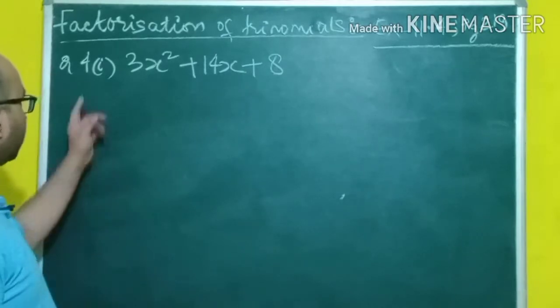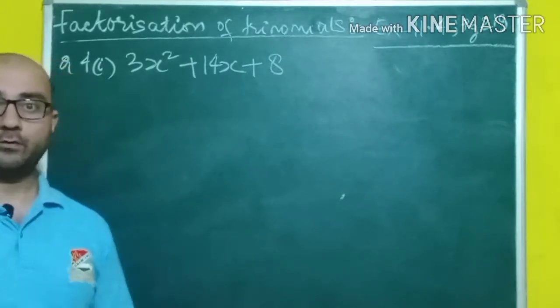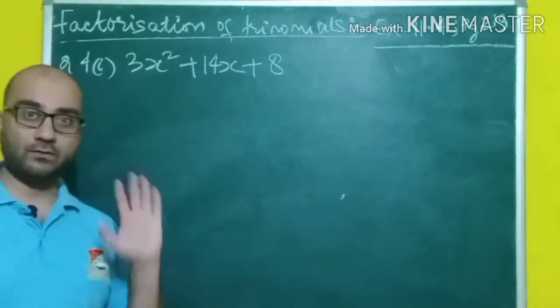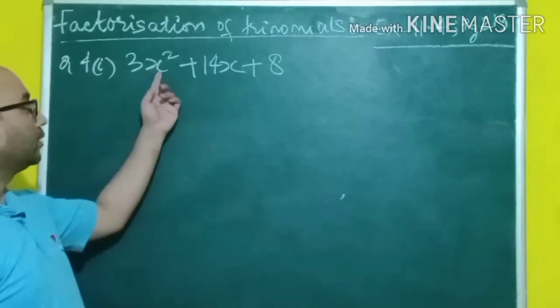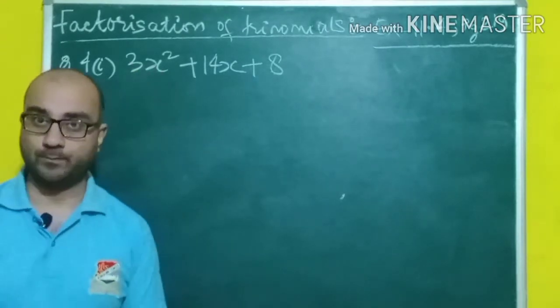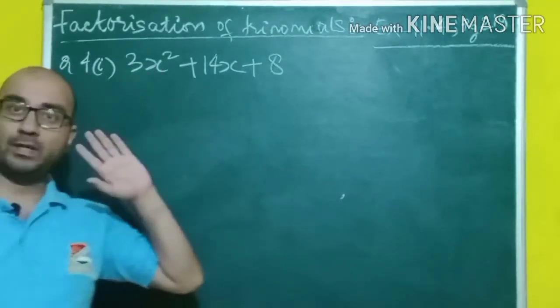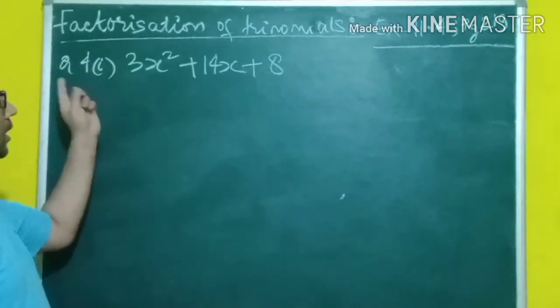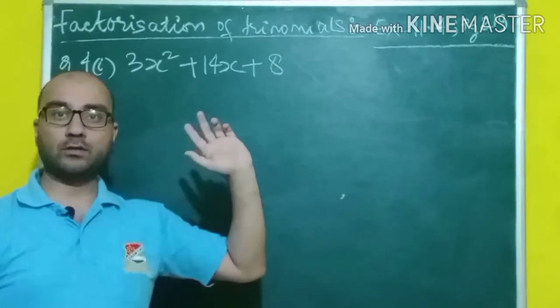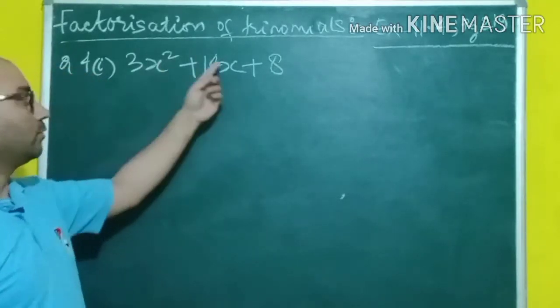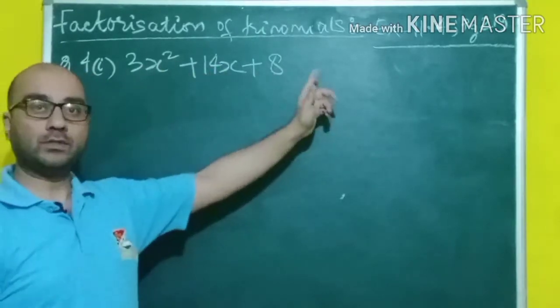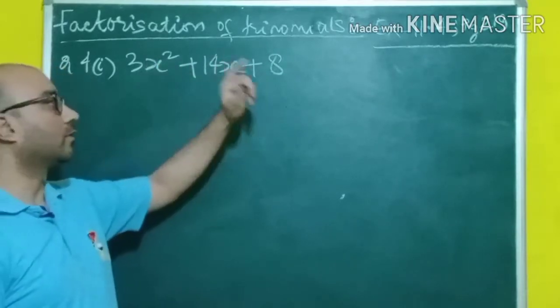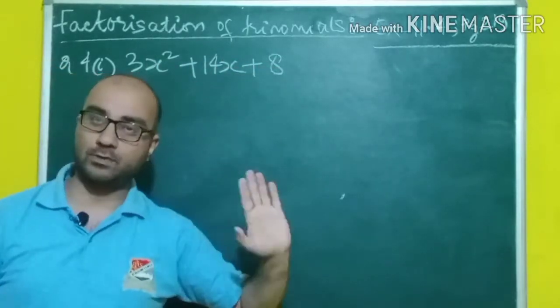Okay, now let us see question number 4 Roman 1. Question number 4 Roman 1 is a different type of question wherein you have a number in front of the x square. Well, the working will remain exactly the same. So what is our first step? We'll check whether the order is written correctly or not. That means we begin with the highest power and we go to the lower powers. So we have the x square, then x to the power of 1 and then 8. So the order is absolutely fine.